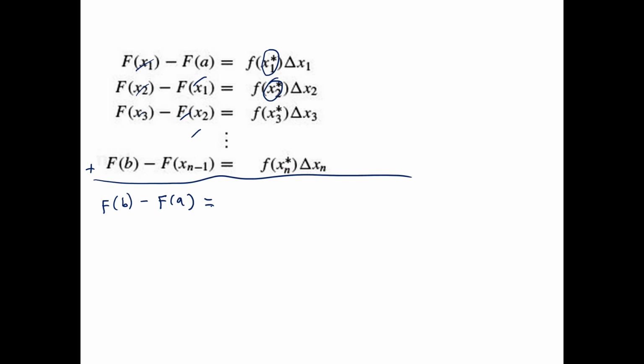So the terms will all cancel, and all that's left is F of b minus F of a. By choosing your xi stars as the ones given to you by the mean value theorem, you are guaranteeing that your Riemann sum looks like the summation on the right. When you find your Riemann sum, you'll get the summation from k equals 1 to n of f of x sub k star times delta x sub k.